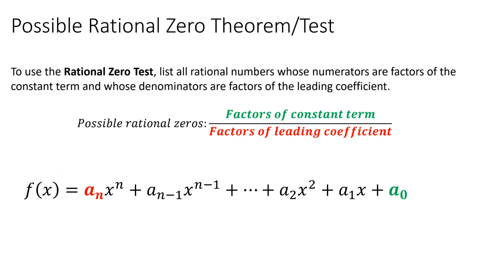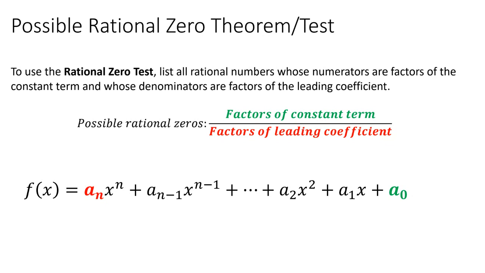Examples of finding all the possible zeros that a polynomial may have. To do this, we use what's called the rational zero theorem test. Again, it's a test. It's not going to tell you the actual zeros. It's just going to tell you the possible zeros. To apply the rational zero test, you list all the factors of the constant term divided by all the factors of the leading coefficient.